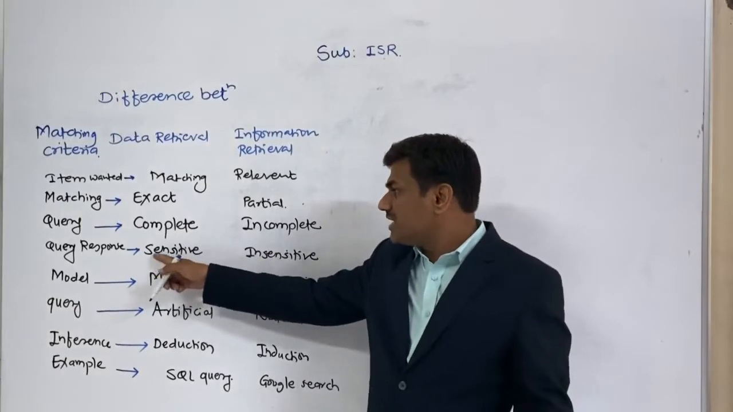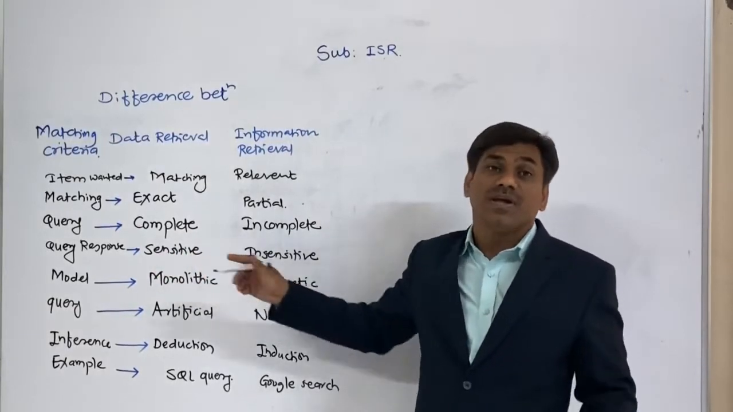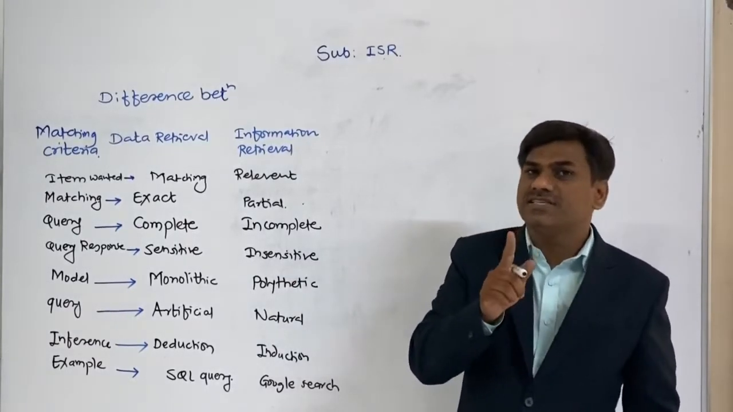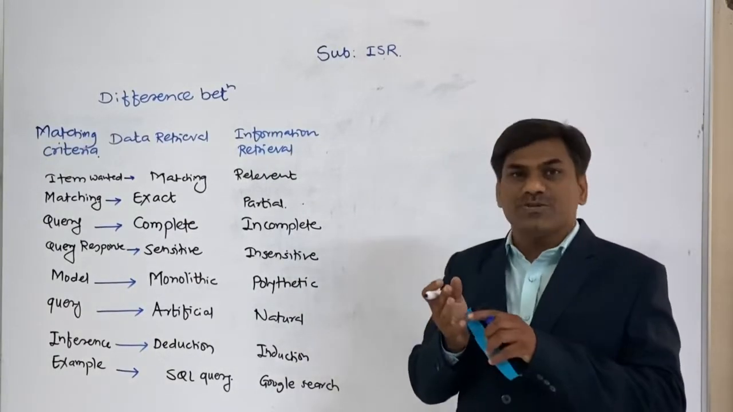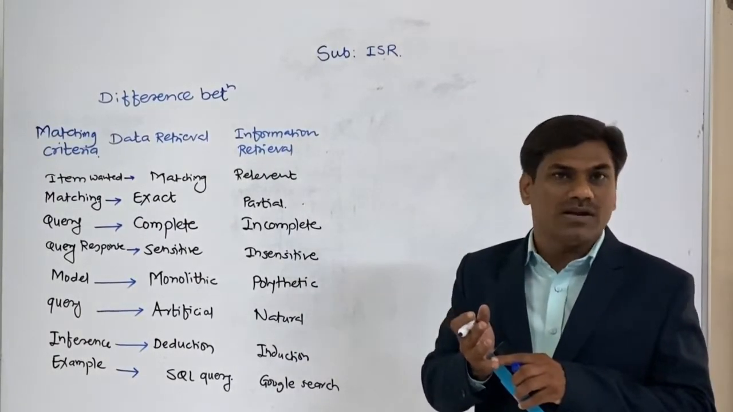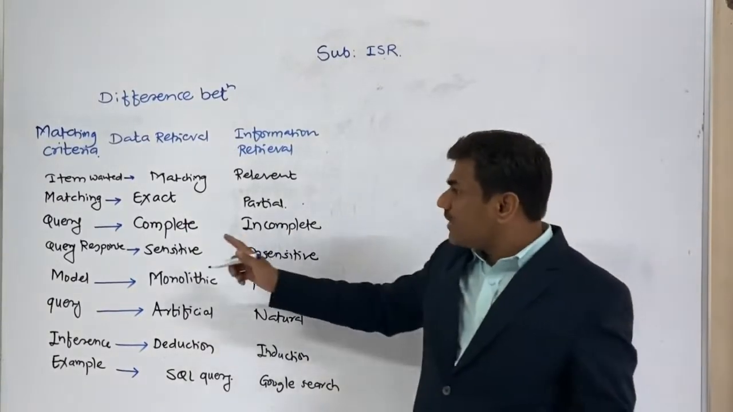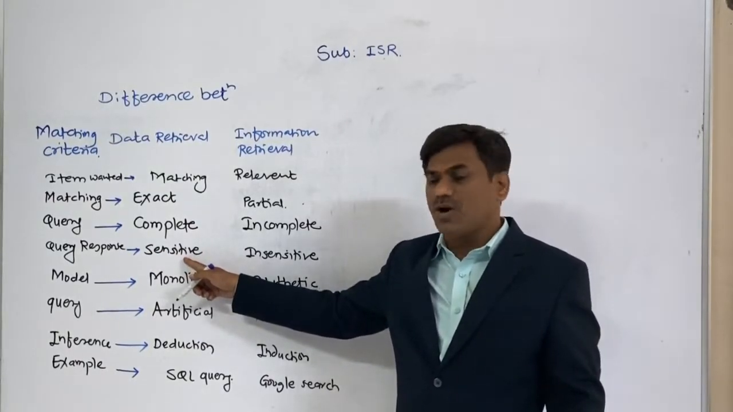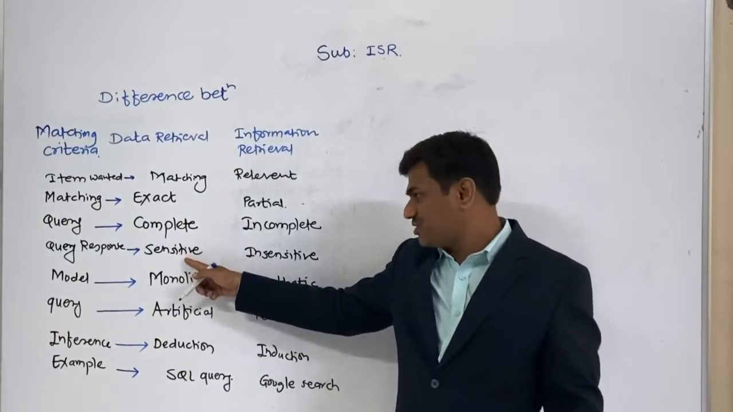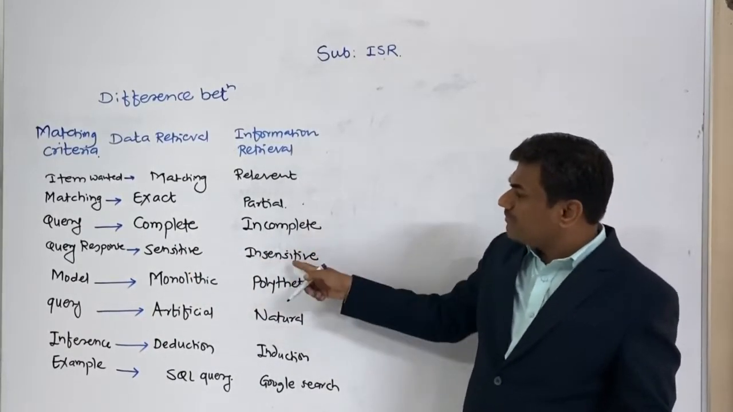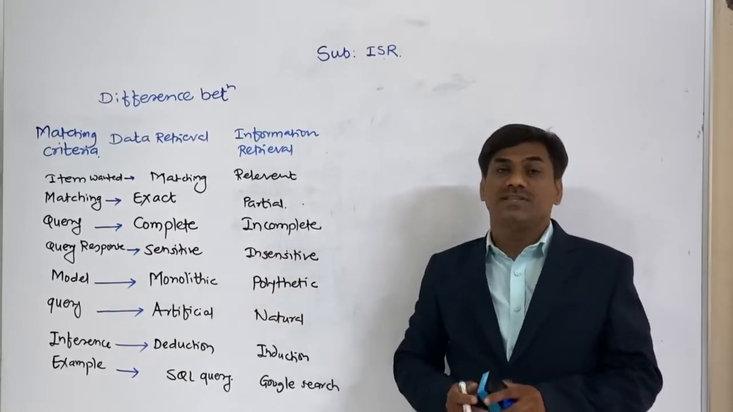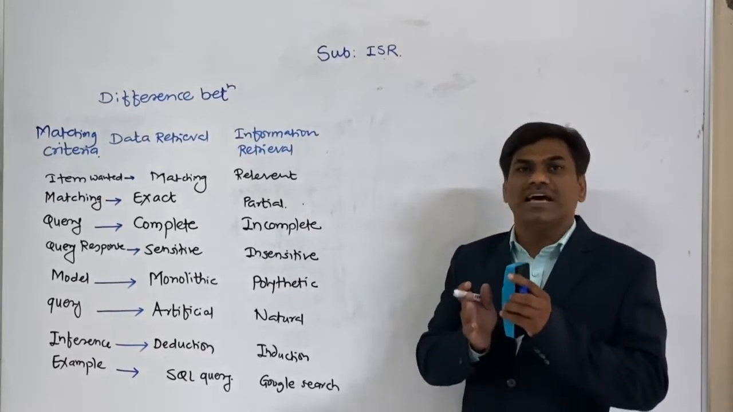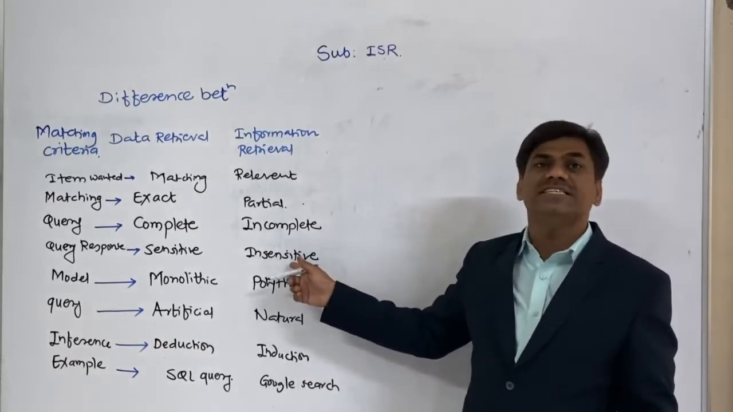Next is query response. Here query response is sensitive. Means what? If a single mistake is there in the query, you will not get the answer. Either you will get the answer or you will not get the answer. If the answer is present, you will get it definitely. If not, you will not get it at any cost. So if the query is correct, then only the answer you will get exactly. If the query is a single bit wrong, you will not get any kind of answer. But in information retrieval, though your query is wrong, then also for the wrong query, your search engine provides you somewhat relevant answer. So here the query response is insensitive.